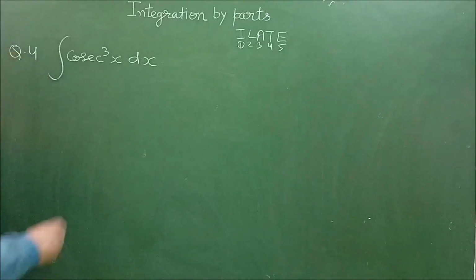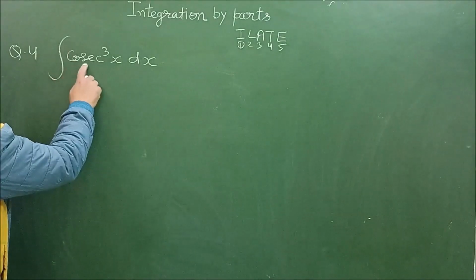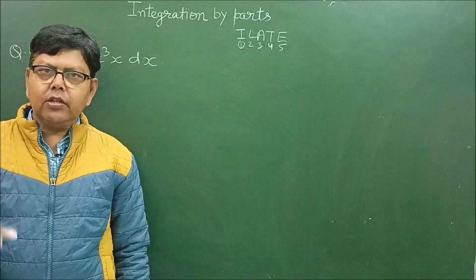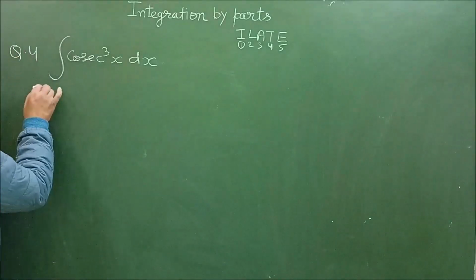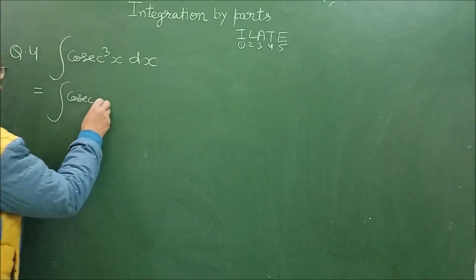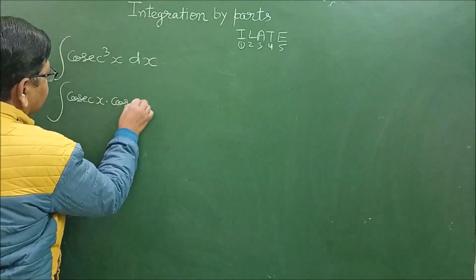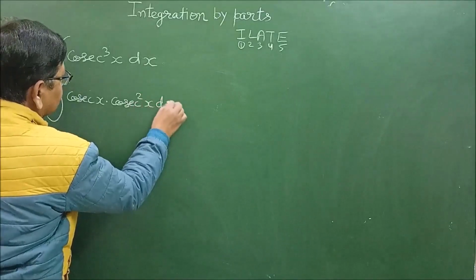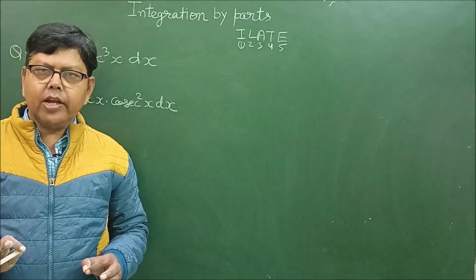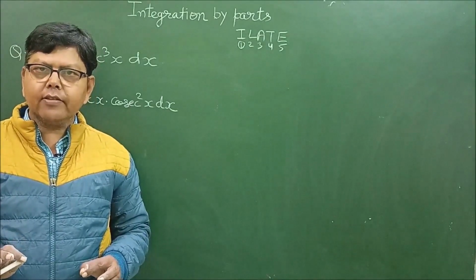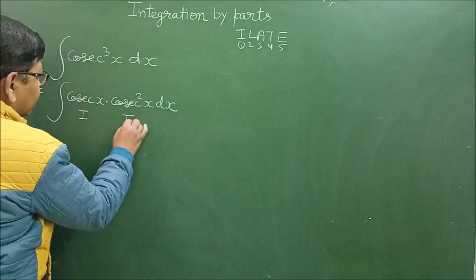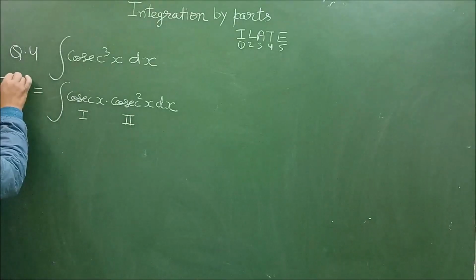Next question, question number 4. Find the integral of cosec cube x dx. This is a special type of question in which the integral is repeated again. So in this question, first let us write this as cosec x into cosec square x dx. Now we know the integration of cosec square x, so we'll take cosec square x as the second function. So cosec x as the first function and this as the second function, and let it be equal to I.